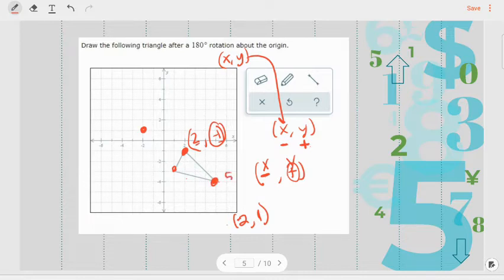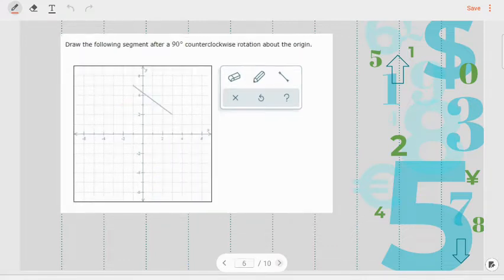This point right here is at (5, -4). When I use my rule, I'm going to make sure I use a -5. Sorry, this was a +5. My goodness. I'm going to use a -5, and the y value is positive, so +4. So (-5, 4). And last but not least, this point is (1, -3). So when I translate it, I'm still going to use 1 and 3, but the 1 is going to be negative and the 3 is going to be positive. So (-1, 3). So there is my triangle rotated 180 degrees.